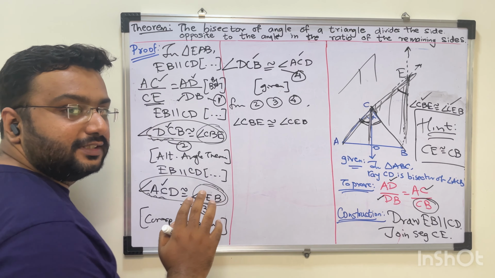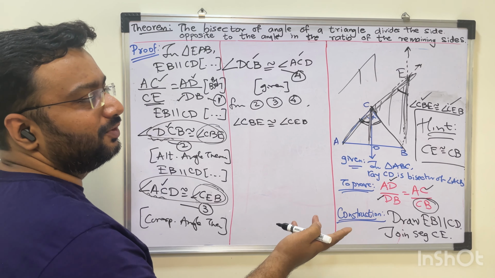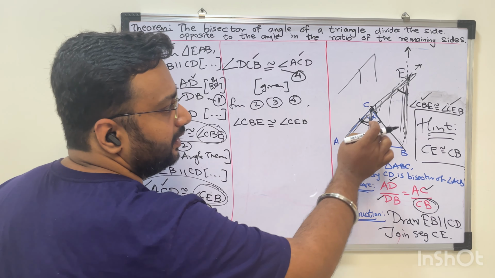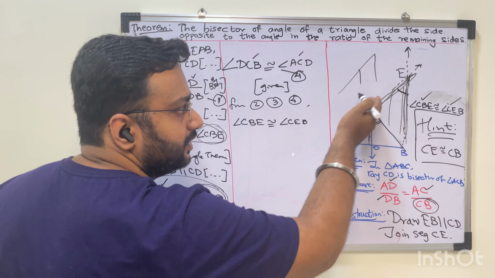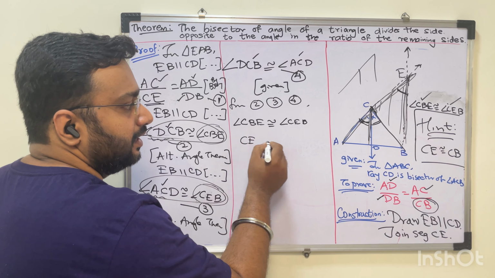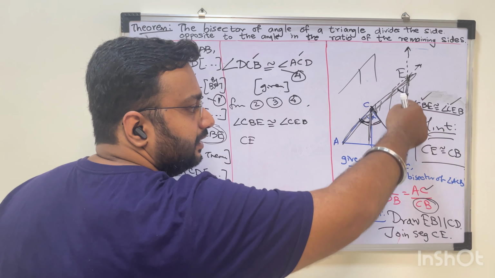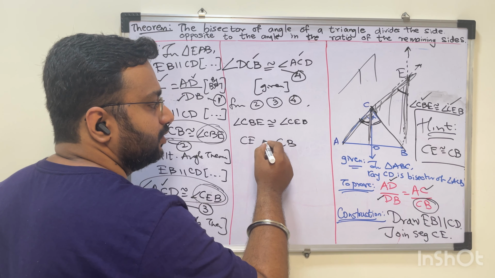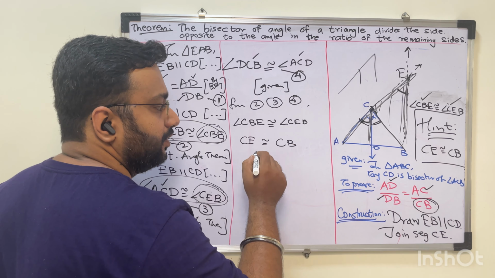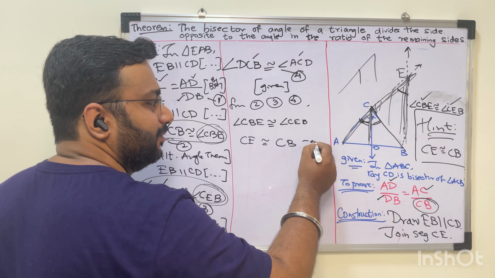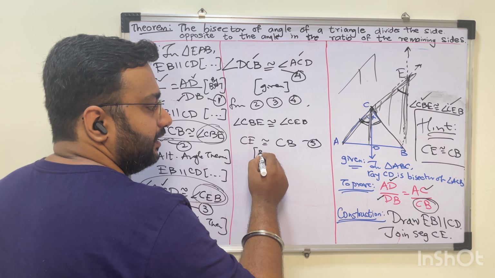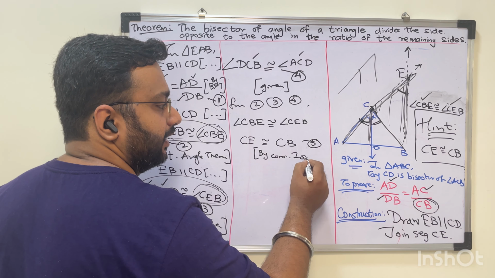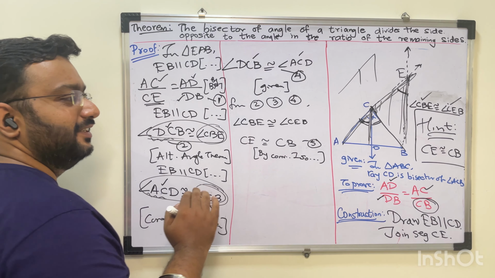So I hope everyone is clear till here. Now these two angles are congruent, so the opposite sides will be equal. The opposite side of CBE was CE and the opposite side of CEB was CB. So these two sides will also be congruent to each other, and the reason for this will be the converse of the isosceles triangle theorem. I hope everyone is clear till here.